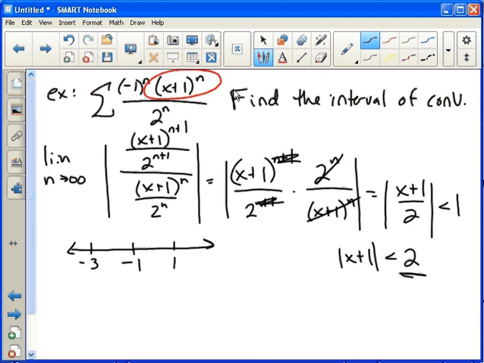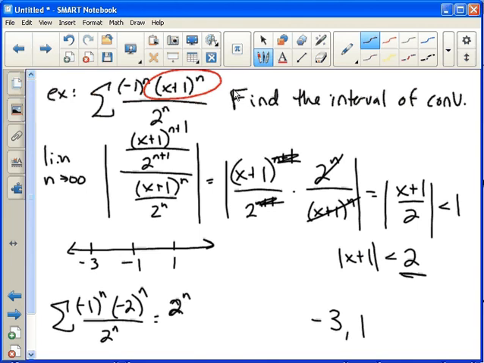It's just a question of whether I'm going to use parentheses or brackets, whether I'm going to include or not include -3 and +1. So again, the way we find that out is to actually go up there and plug in these values. So I'll try -3 first. If I plug in -3 for x, that gives me -2 to the n over 2 to the n. And you can actually simplify the top there, since they're both raised to the n, and get just 2 to the n over 2 to the n, which just goes to 1.